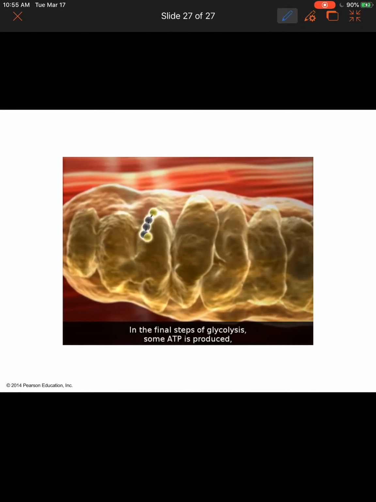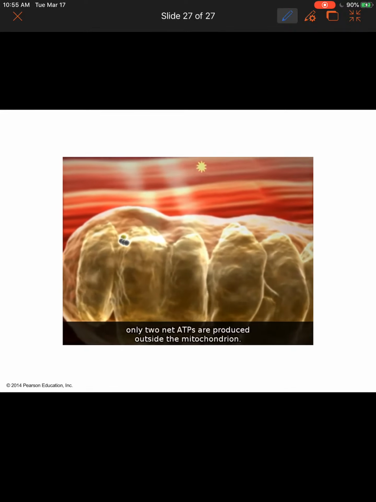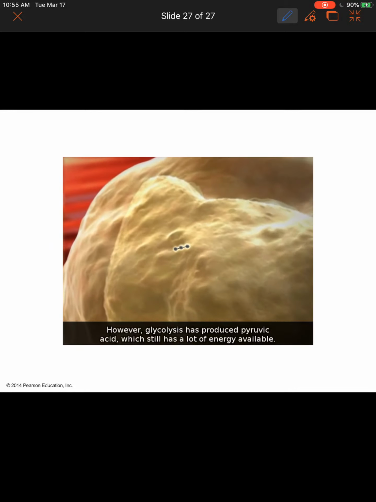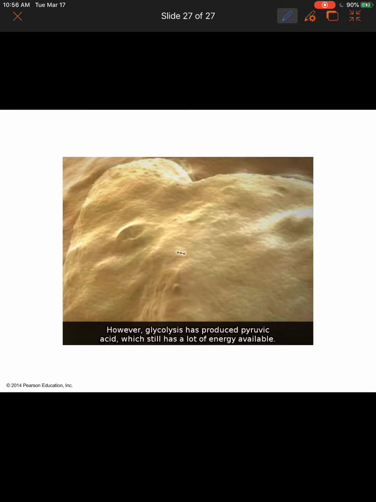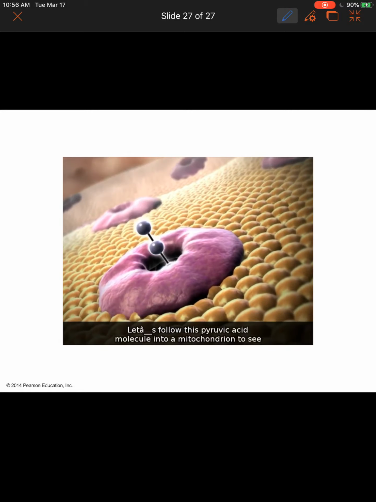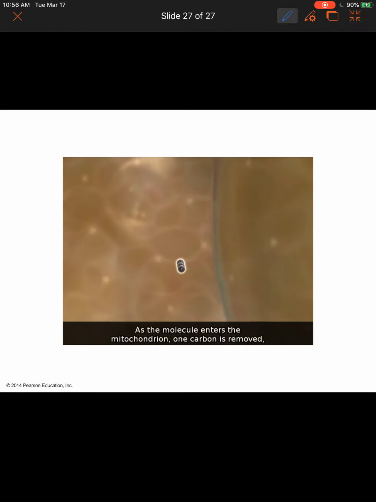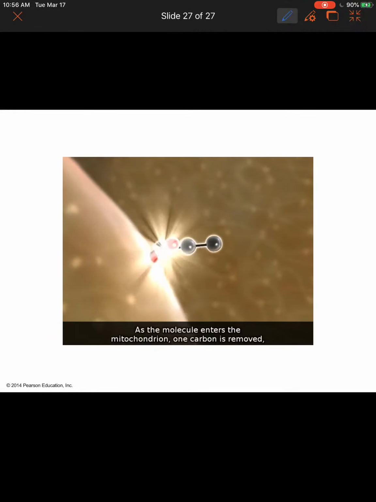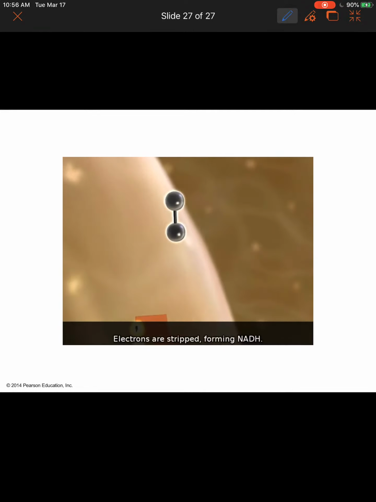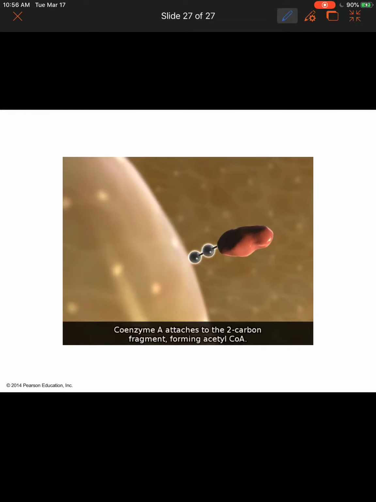In the final steps of glycolysis, some ATP is produced, but not much. For every glucose molecule, only 2 net ATPs are produced outside the mitochondrion. However, glycolysis has produced pyruvic acid, which still has a lot of energy available. Let's follow this pyruvic acid molecule into a mitochondrion to see where most of the energy is extracted. As the molecule enters the mitochondrion, 1 carbon is removed, forming carbon dioxide as a byproduct. Electrons are stripped, forming NADH. Coenzyme A attaches to the 2-carbon fragment, forming acetyl-CoA.